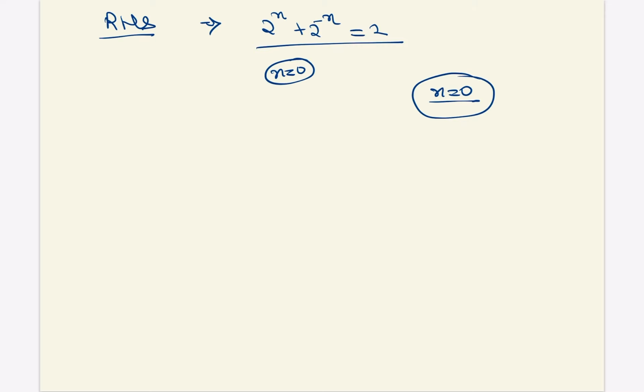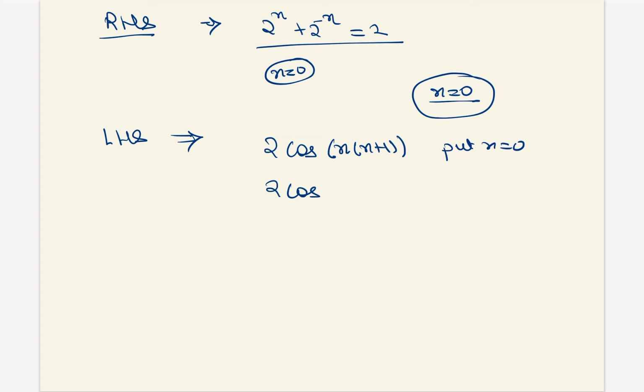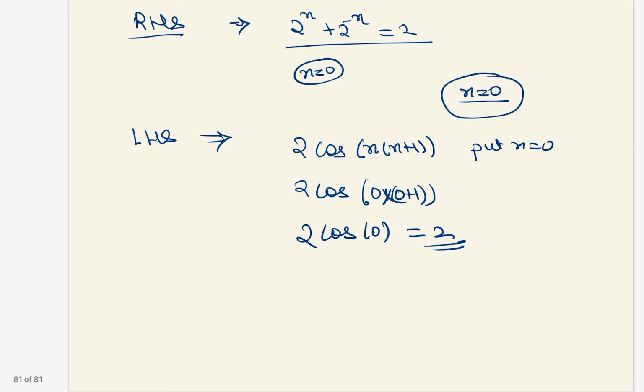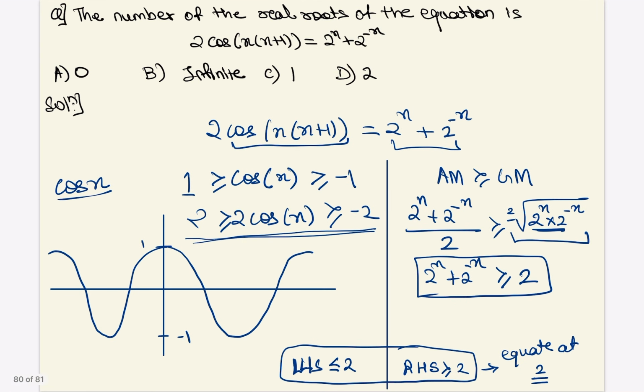Let's see if x equal to 0 works for the LHS. For the LHS, we have 2 cos of x multiplied by (x plus 1). Now when we put x equal to 0 in this, we get 2 into cos of 0 multiplied by (0 plus 1), which in turn becomes 2 into cos 0. Cos of 0 is 1 and we get 2. So that is also a solution for this. Hence, only one value satisfies this equation. So the number of real roots for this equation is 1.